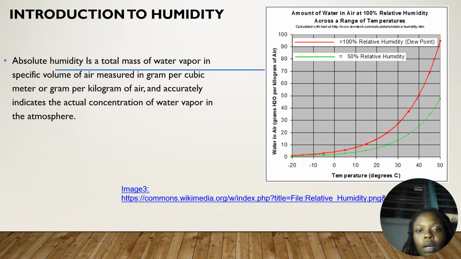Here we have a graph which is showing the amount of water in the air at 100%, which is relative humidity, across a range of temperatures.